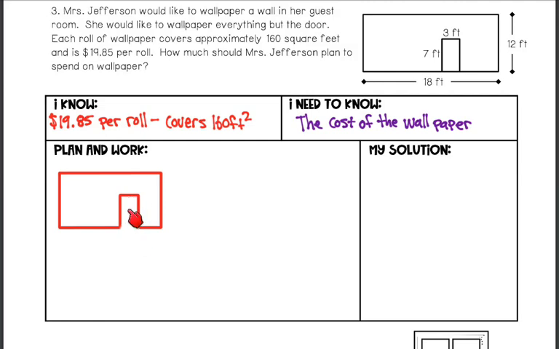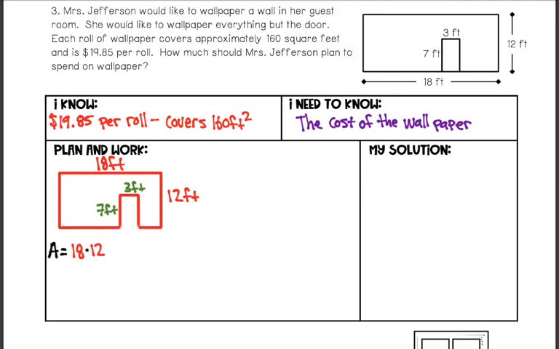To get rid of that piece, we're just going to subtract the area that it takes up. To do that, I know the area of the large rectangle is 18 feet by 12 feet. To find the area of the small one, it would be 3 feet by 7 feet. Because these are both rectangles, the area formula is base times height.